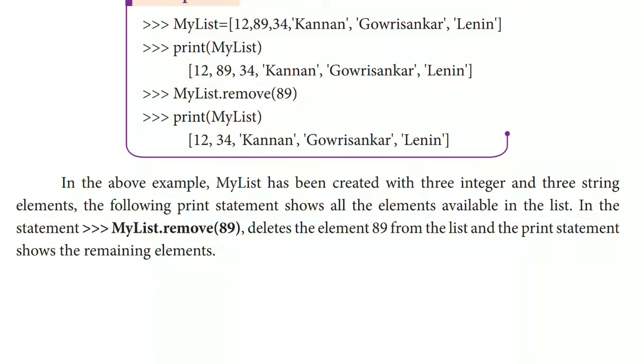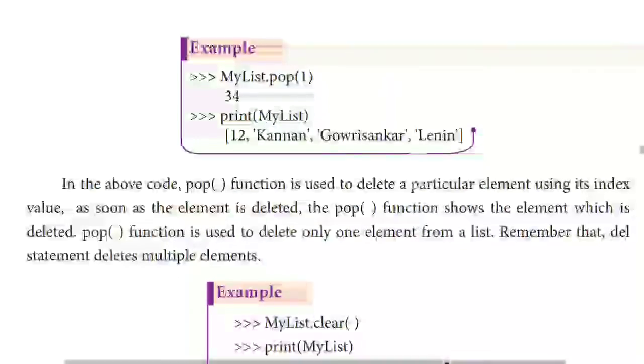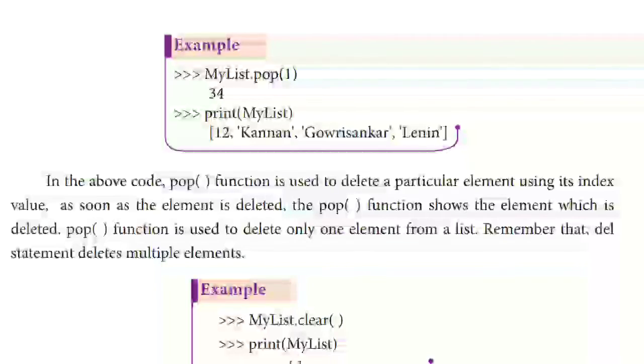So in the above example, my list has been created with 3 integers and 3 string elements. The following print statement shows all the elements available in the list. So they are executing my list dot remove 89. This statement will delete the element 89 from the list, and the print statement shows the remaining elements. So there is another example for the pop function.